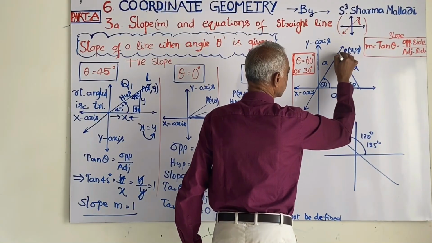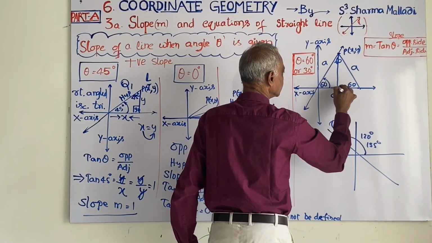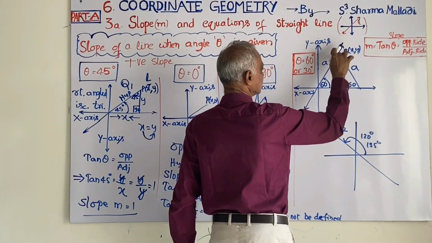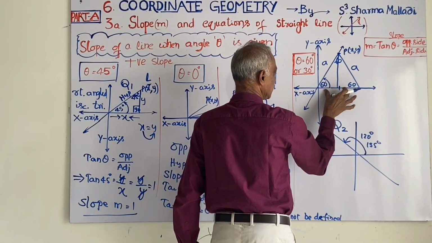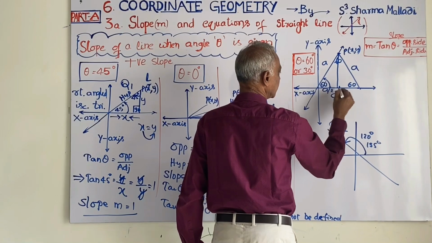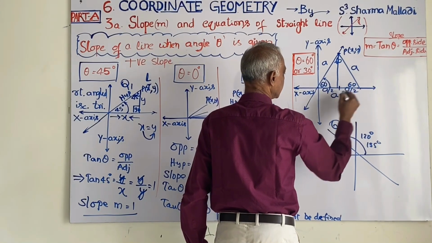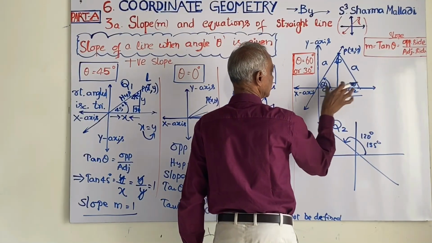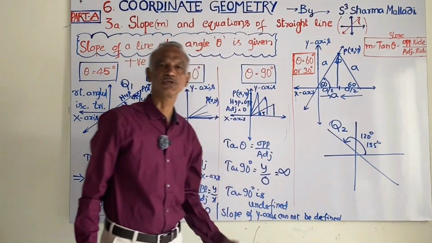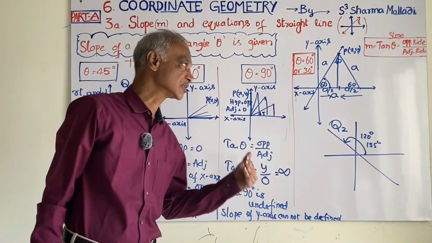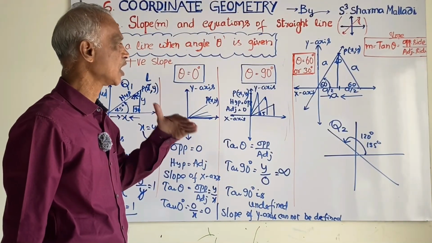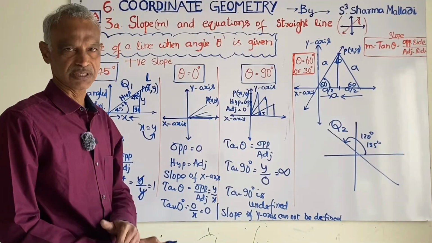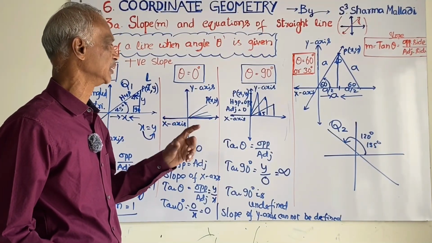Now you draw a perpendicular from the vertex of the equilateral triangle. It divides the base into two equal parts, a by 2 and a by 2. This is a, but this is a by 2 and this is a by 2. If you draw a perpendicular from the vertex of an equilateral triangle to the opposite side, it divides the base into two equal parts.